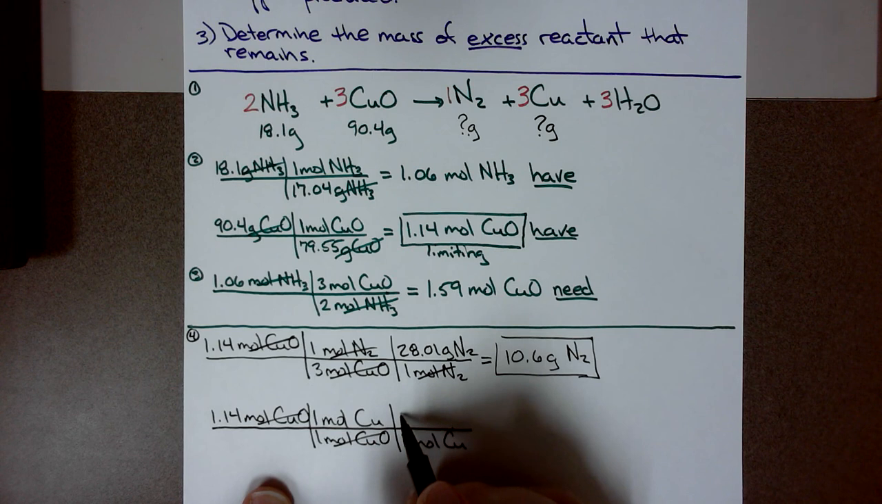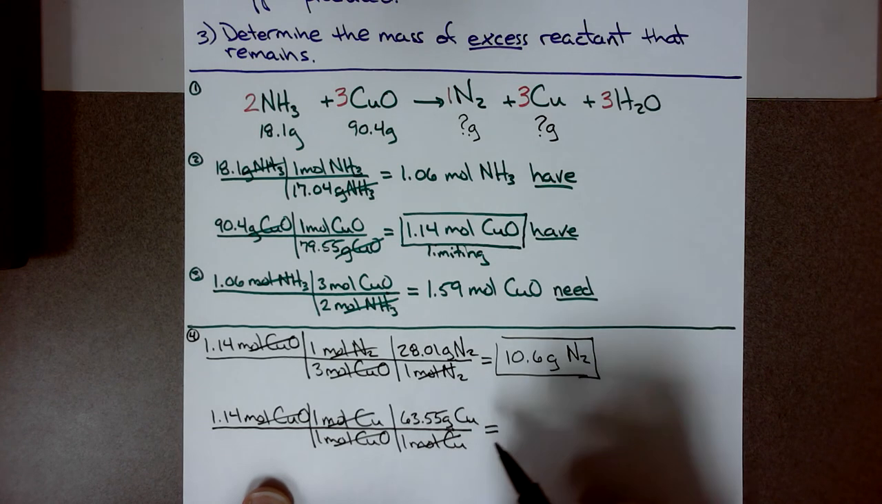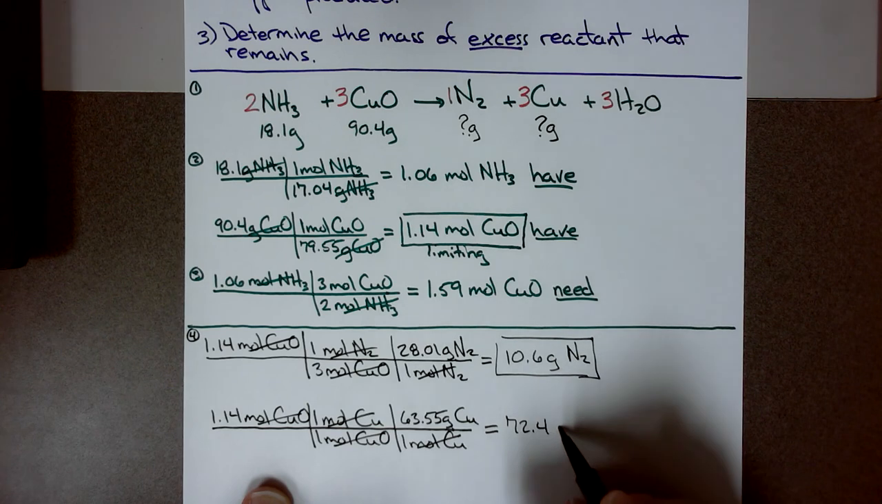1 mole of copper has a mass of 63.55 grams. That's the molar mass. And now that gives me the mass of the copper. And this comes out to be 72.4 grams of copper.